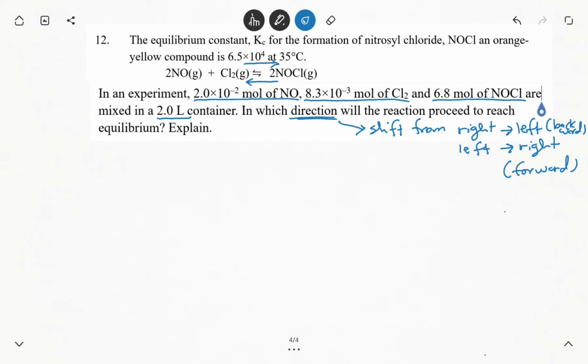To identify the direction, either forward or backward, we need to calculate the Q, which is the reaction quotient. In this case, Qc, because we have the number of mole initial for all species. This mole is not in equilibrium. So we need to calculate the reaction quotient to compare to the Kc given. We have the Kc value here, so we need to compare this value, reaction quotient Q, to the value of Kc.